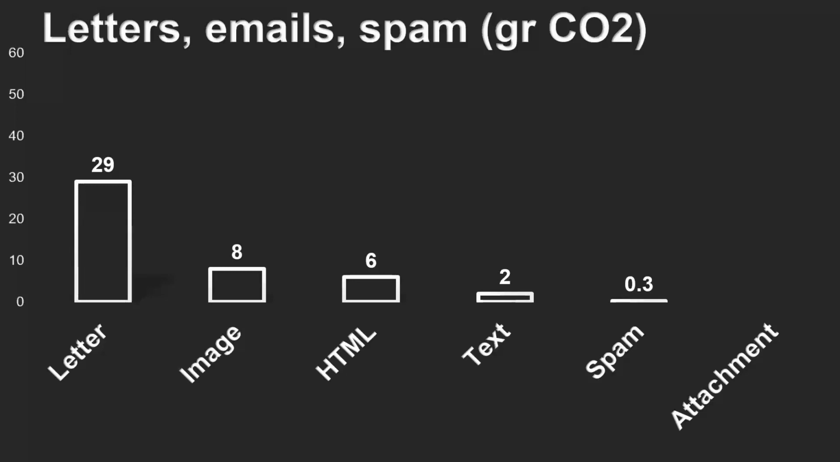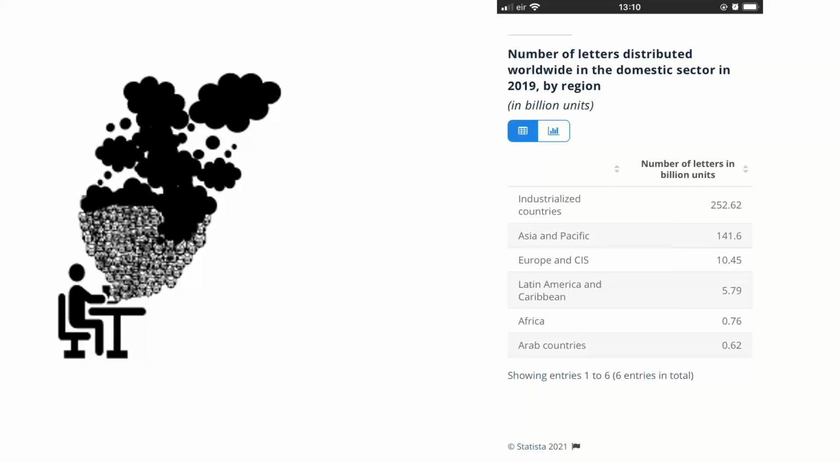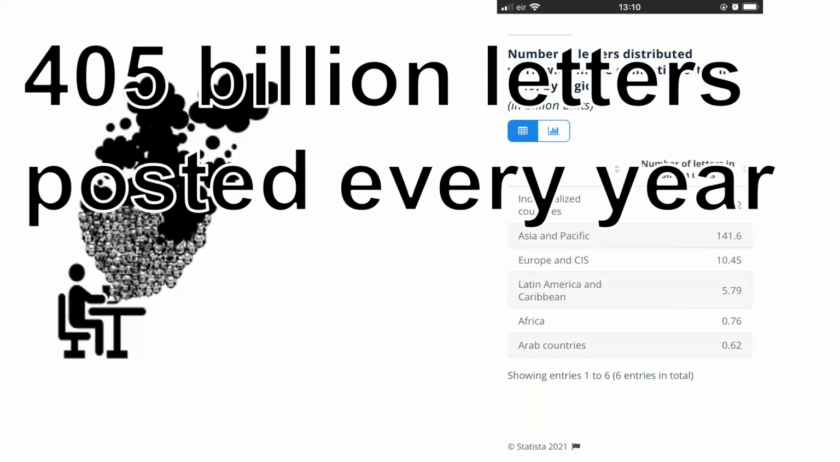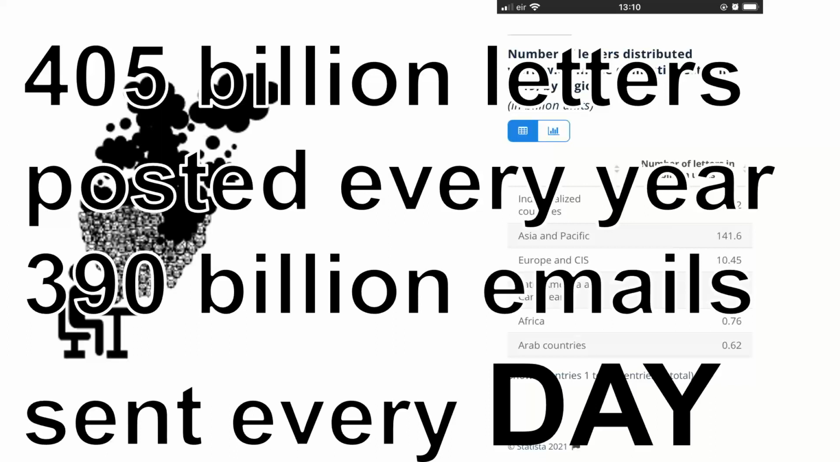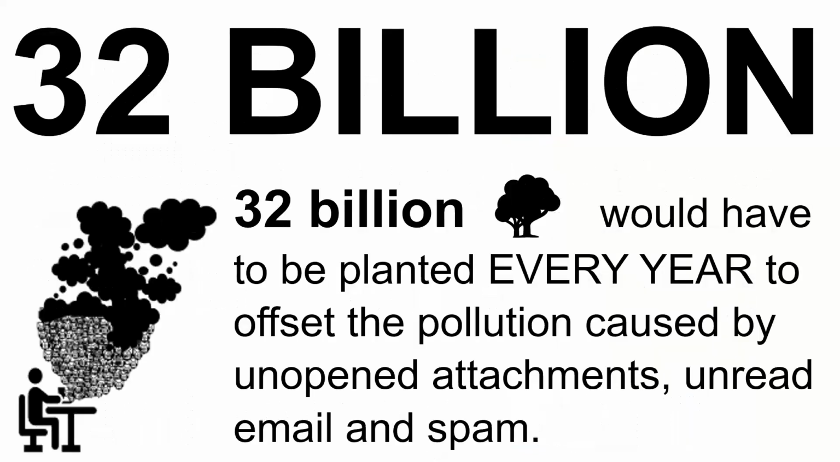Spam is about 0.3 of a gram because most spam is caught server side, so it doesn't get to transfer across the network. But attachments can be up to 50 grams in the process. So sending big attachments is immediately worse than sending a physical letter. 405 billion letters are posted every year, but there are 390 billion emails sent every day. 390 billion emails sent every single day.